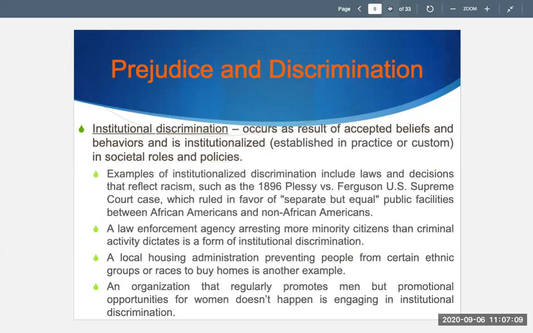And then we want to talk about institutional discrimination, which occurs as a result of accepted beliefs and behaviors and is institutionalized, which means that it's established in practice or custom. So examples of institutional discrimination include things like laws or court decisions. There was the 1896 Plessy versus Ferguson US Supreme Court case, which ruled in favor of separate but equal public facilities between African Americans and non-African Americans. So this is where we saw the beginning of things like white only and black only facilities and accommodations.